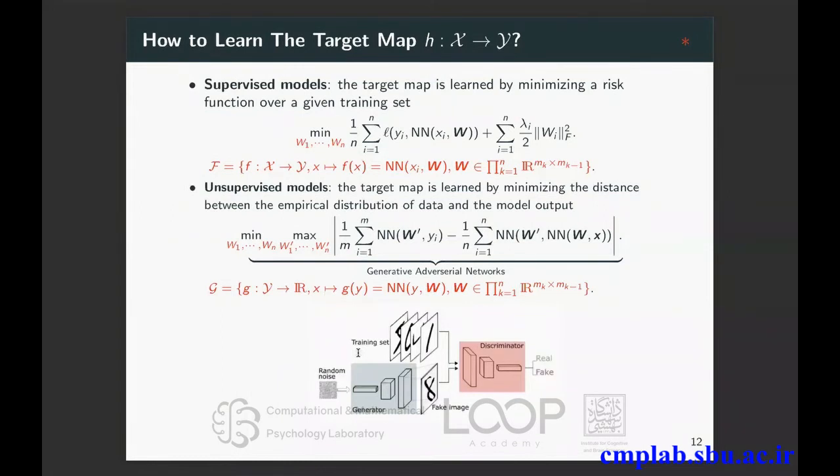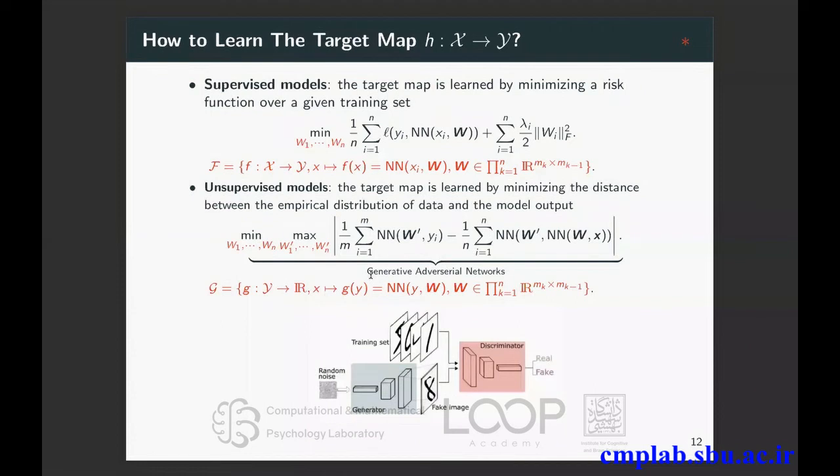And the idea is that if I feed random noise to the generator, it produces some image, and the discriminator tries to discriminate whether this image is fake or real. So this min-max optimization is precisely a GAN.